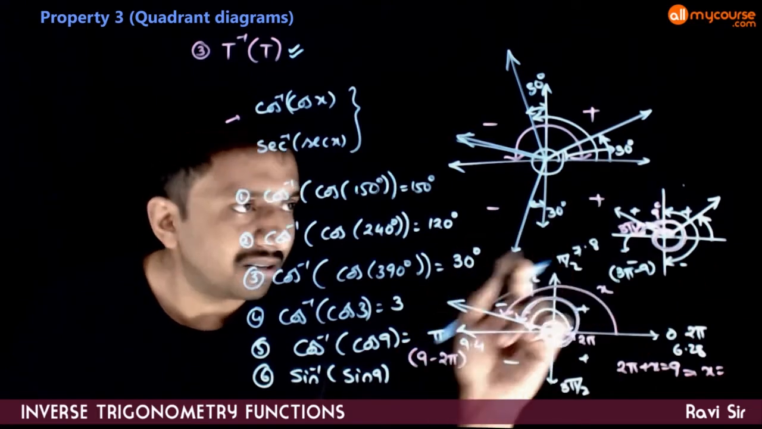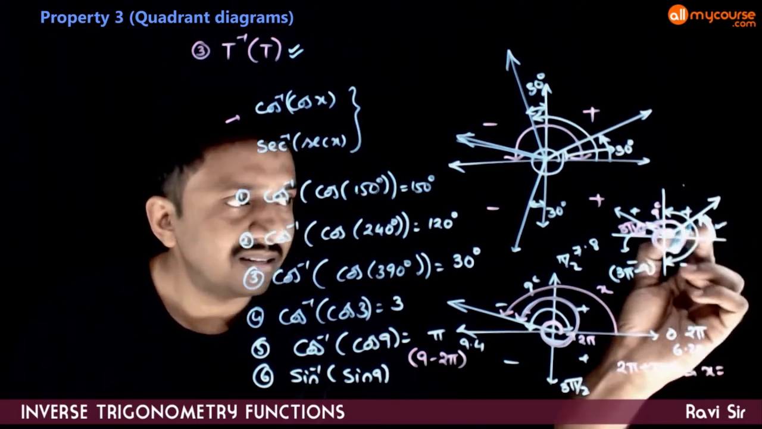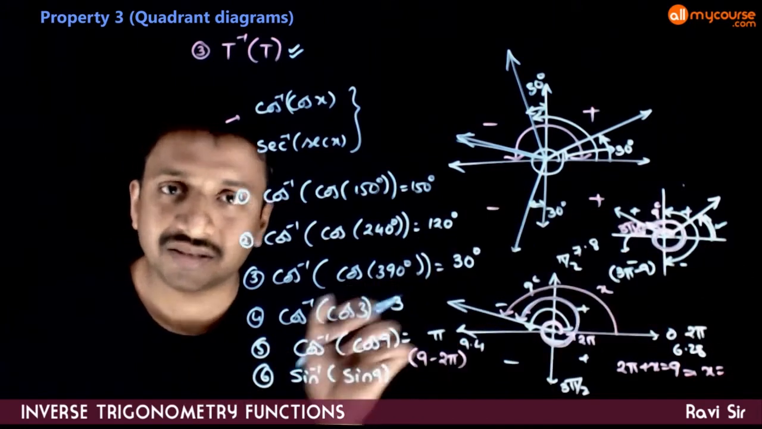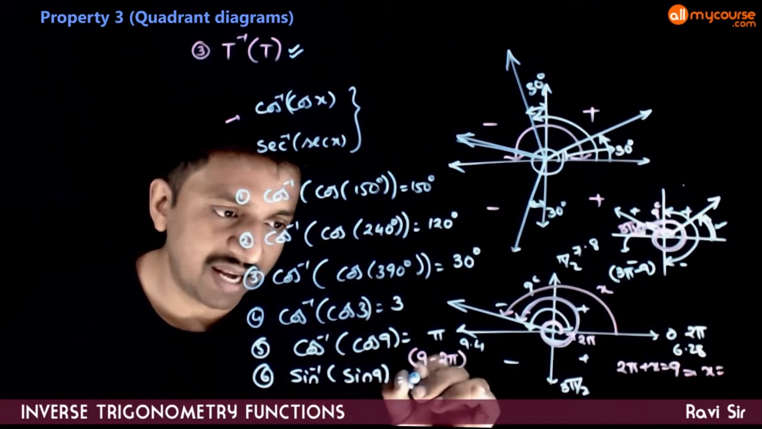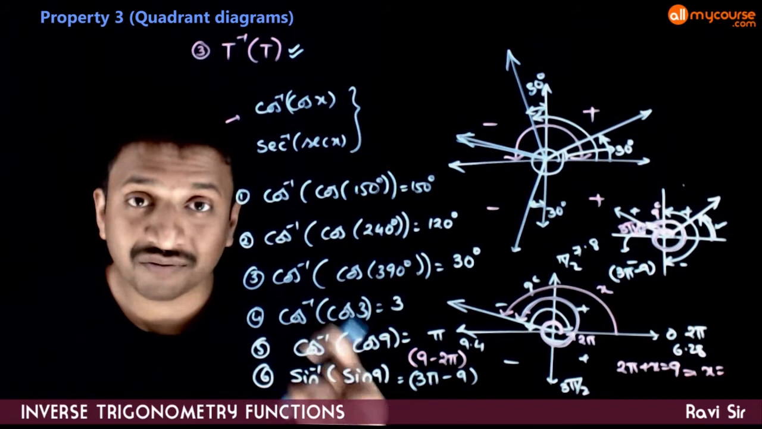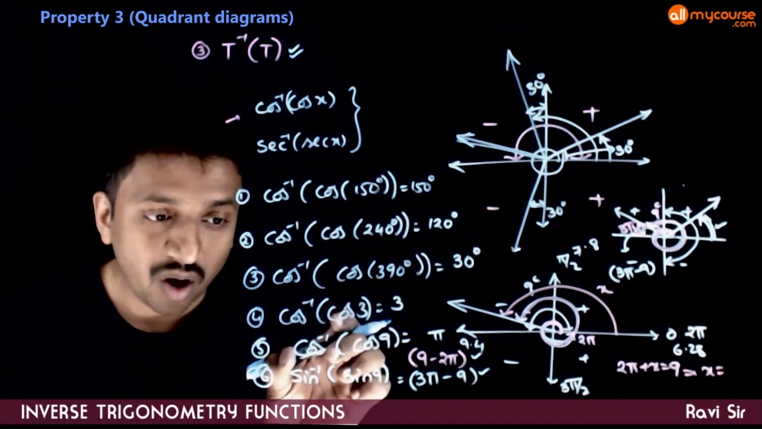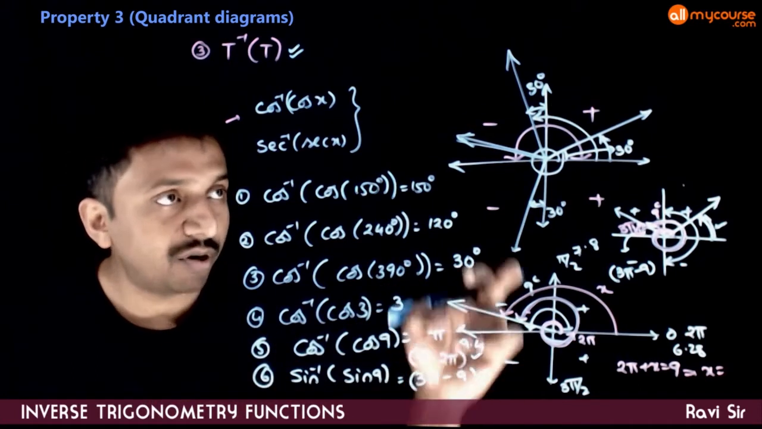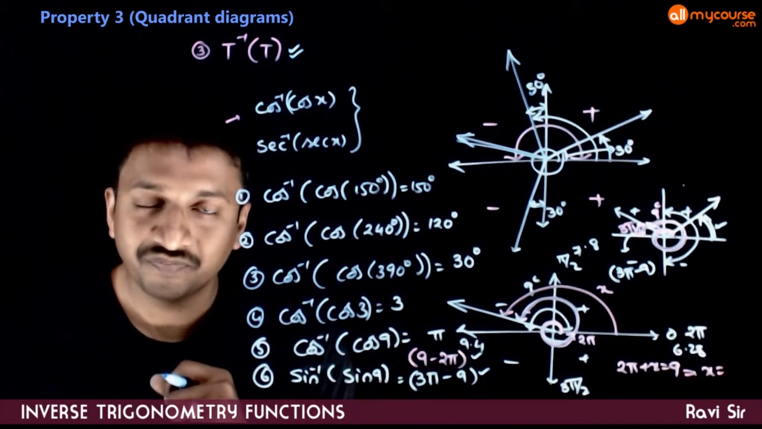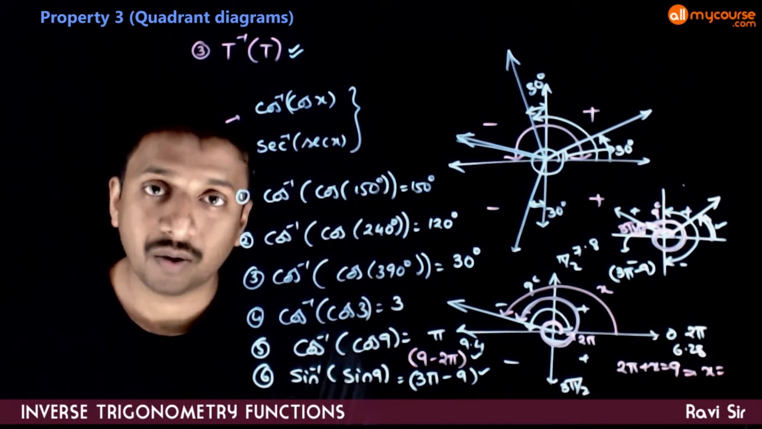On reflection, whatever this angle is will get reflected here. So what is this angle? This angle is also equal to 3 pi minus 9. So that will be the answer to this question. Sine inverse of sine 9 is 3 pi minus 9. Cos inverse of cos 9 is 9 minus 2 pi. So depending on what inverse ratio is asked, we have to draw the corresponding quadrant diagram and try to simplify the number. Now let us also see quadrant diagrams for tan inverse and cot inverse.